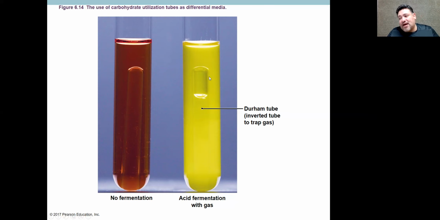But a different organism over here did catabolize the sugar. It acidified the media, it turned it yellow, and it released carbon dioxide into the Durham tube, okay? So this is another example of a differential media. We inoculate with two different organisms, and it was able to differentiate between the two organisms based on whether it could ferment or not ferment the simple sugars inside the media.